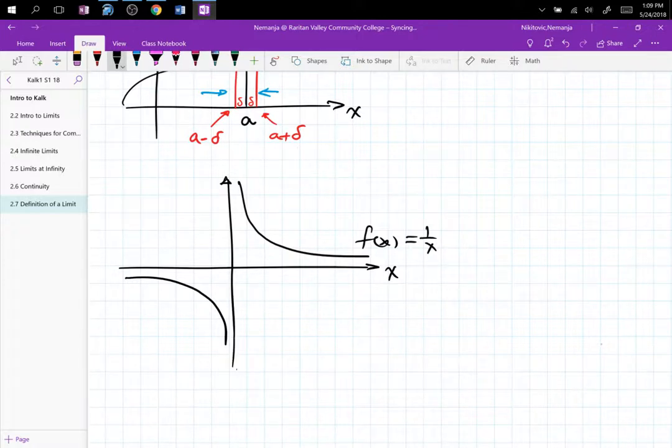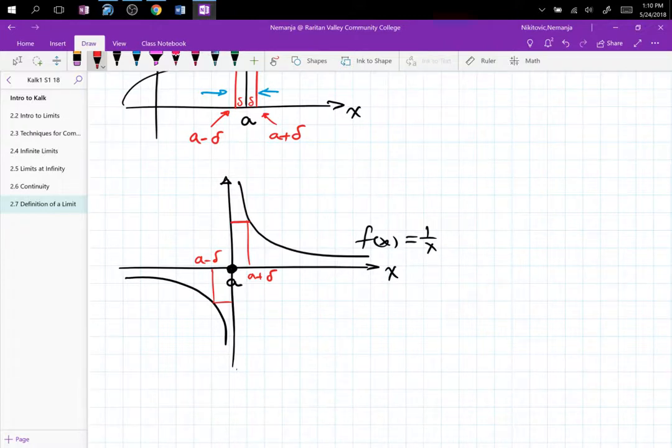What happens here? Well, if I am considering 0 to be my A, and then I go a little bit to the right and a little bit to the left to create A minus delta and A plus delta, right, which is the neighborhood of A. Observe what happens to this. These are far apart, right? The y values are far apart.